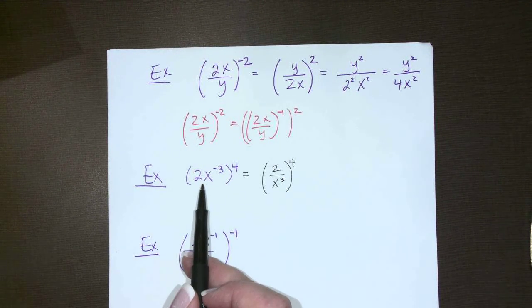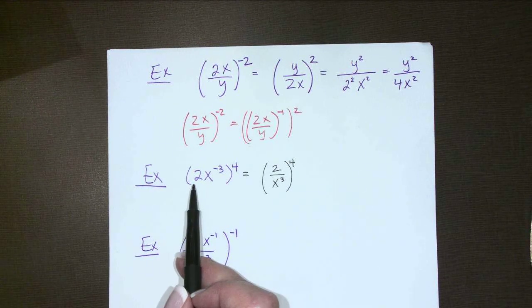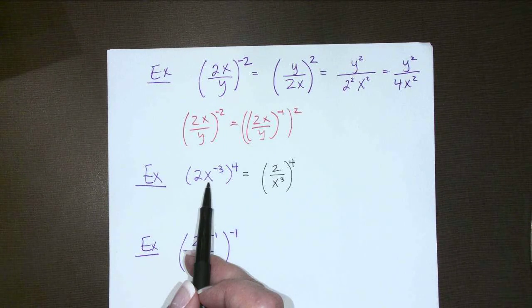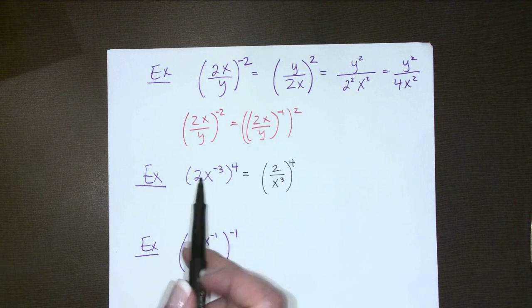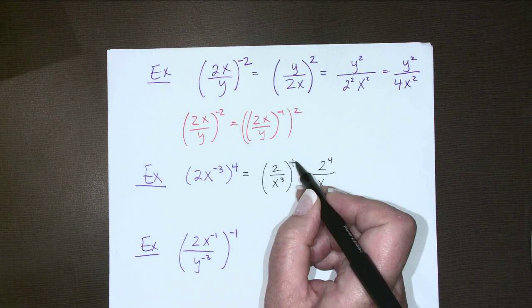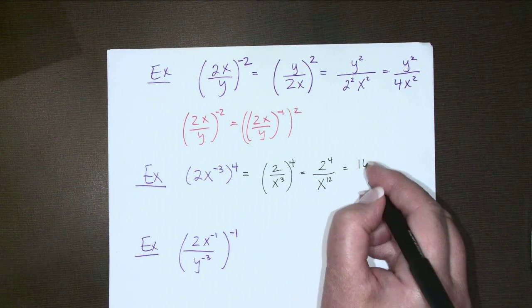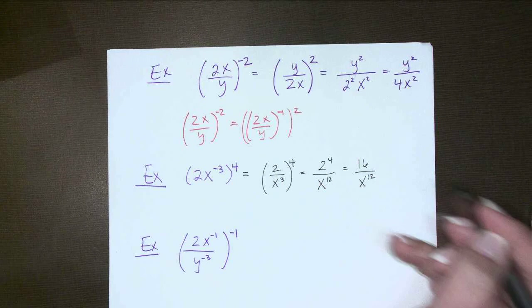I say that every class, and I will continue to say it. So the 2 and the x are not attached. This is 2 times x, so they are each separate. So that 4 actually is going to apply to both the 2 and the x. When there's an exponent, we multiply, so that would be 12. This would be 16 over x to the 12.